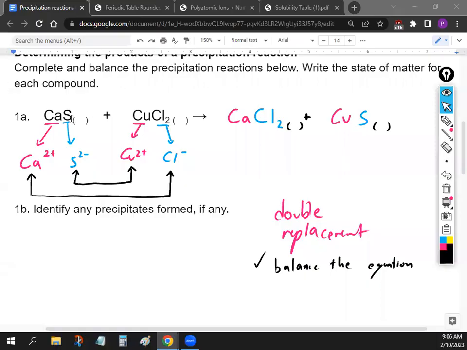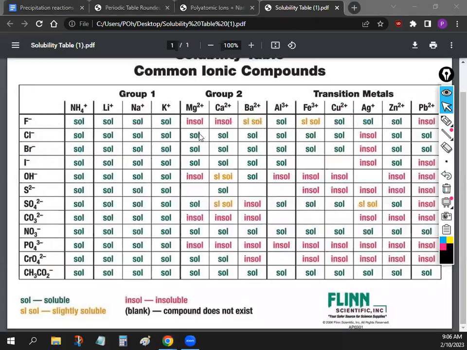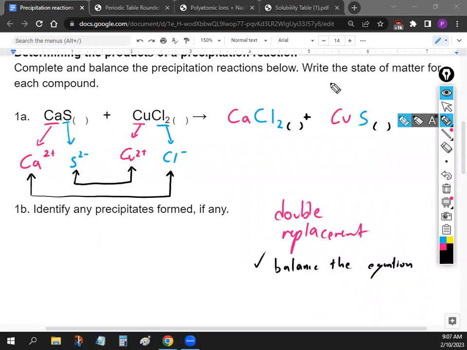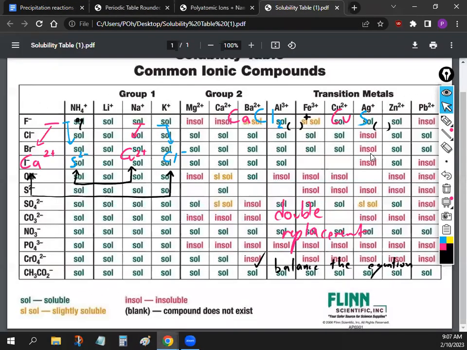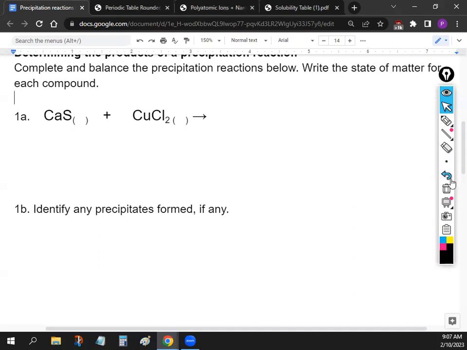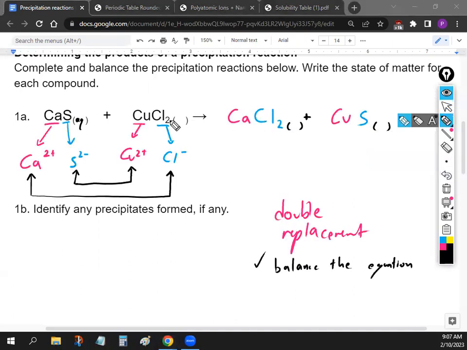Okay, so what we have to do now is figure out what the precipitates are. So same thing as before, just line them up on the solubility table. We got Ca and S. Ca is right here. We line it up with S. This one is soluble, so we're going to write AQ for this one. Okay, so this guy is AQ. Okay, CuCl2 is Cu and Cl. So we go to the solubility table. It's going to be Cu and Cl, which is soluble. So we write AQ right here.